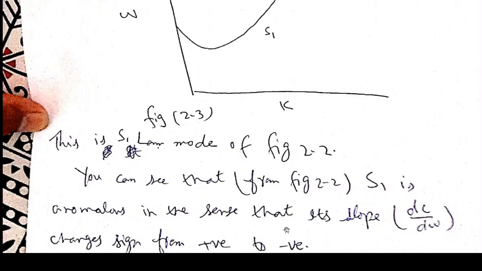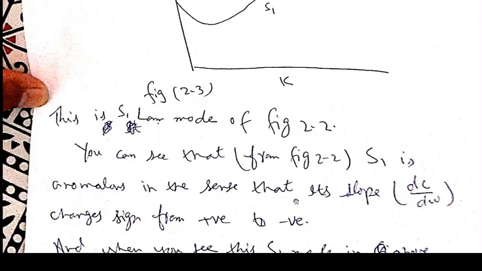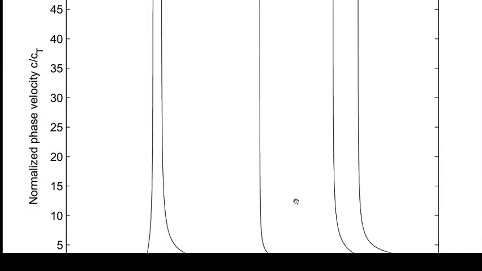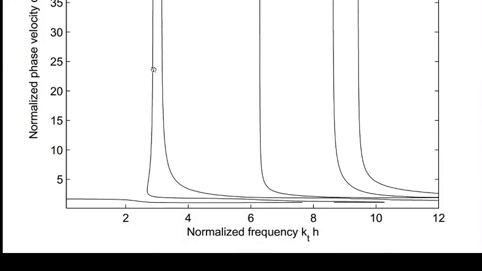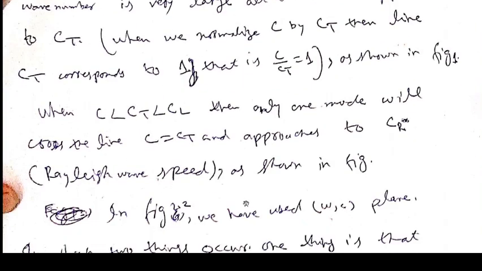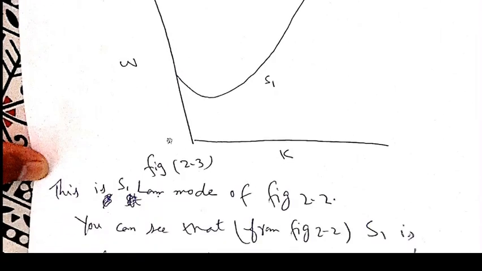and you can see that from figure 2.2, S1 is anomalous in the sense that its slope dc by d omega changes sign from positive to negative. S1 changes sign from positive to negative: first it has positive, then at the end it has negative. So when the slope changes sign from positive to negative, we say that it is anomalous. When this S1 mode is plotted in this domain, we can see that it changes sign from positive to negative to positive.